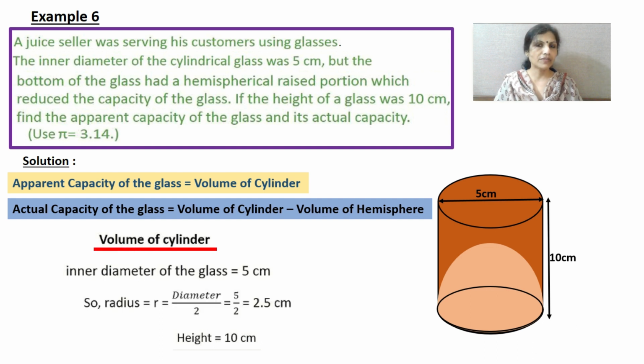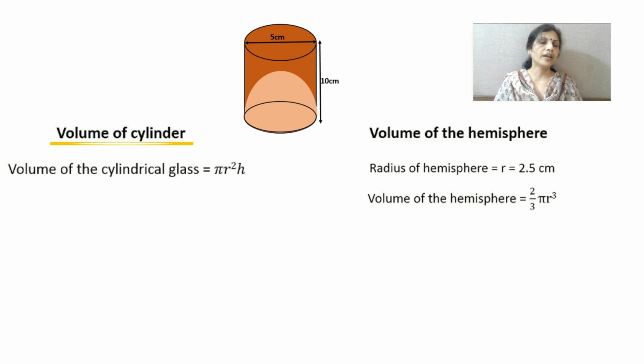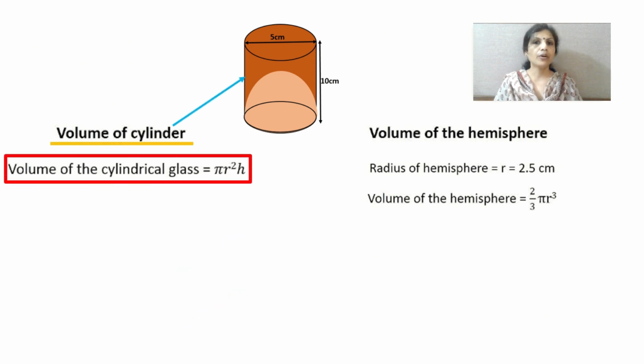Let's first find out the volume of the cylinder, and for that we need the diameter which is given to us as 5 cm. So the radius will be 2.5 cm. Height of the cylinder is 10 cm which is given to us. So the volume of the cylinder is given by the formula pi r square h. If we substitute the values, we get 3.14 into 2.5 the whole square into 10. If you simplify this, it is 3.14 into 2.5 into 2.5 into 10.